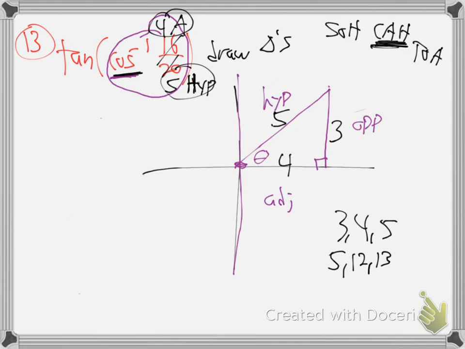They use those all the time. They use other things and you'll have to do the work when they do, but they'll use those a bunch and it'll save you some work if you just look for them. 3, 4, 5, 5, 12, 13. They do those two all the time.